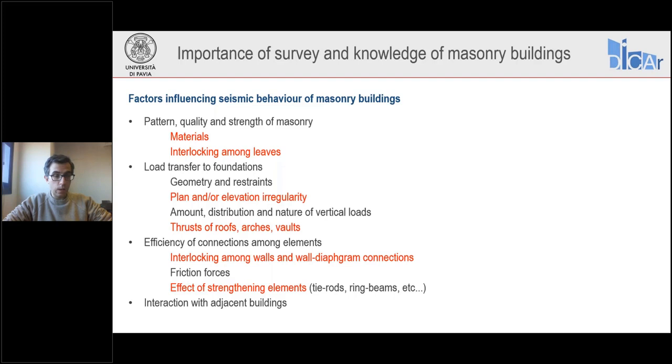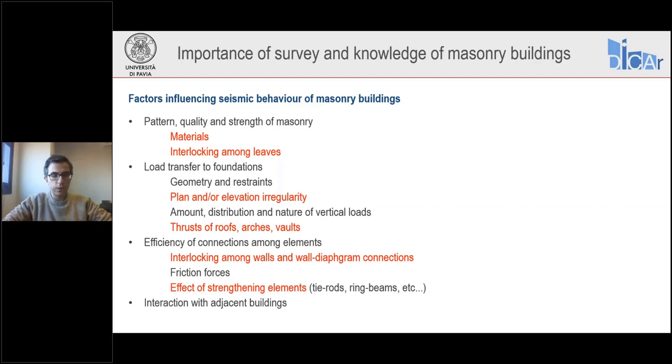It is influenced also by the load transfer to foundations, which is a function of the geometry, of the plan or elevation irregularity, the distribution of the vertical loads, and also of the truss of horizontal elements like roofs, arches, or walls. The behavior is also influenced by the efficiency of connection among the elements, such as the interlocking among walls or the wall-to-diaphragm connections. It is influenced also by the effect of strengthening elements, such as tie rods or ring beams, that can be present. Finally, it is influenced also by the interaction with adjacent buildings.